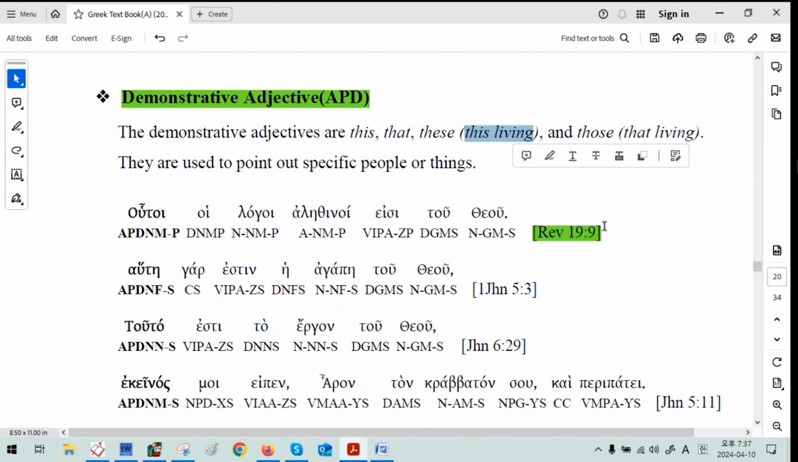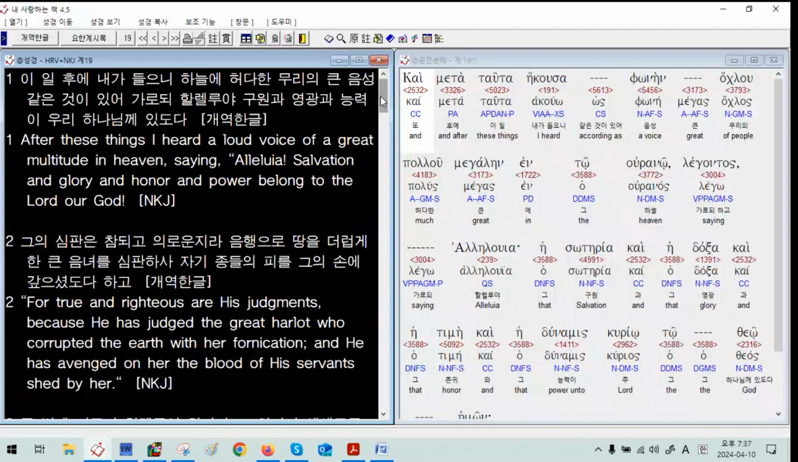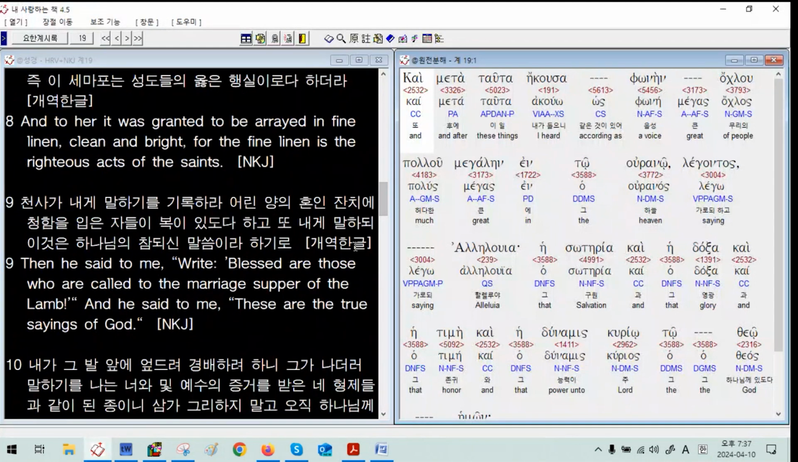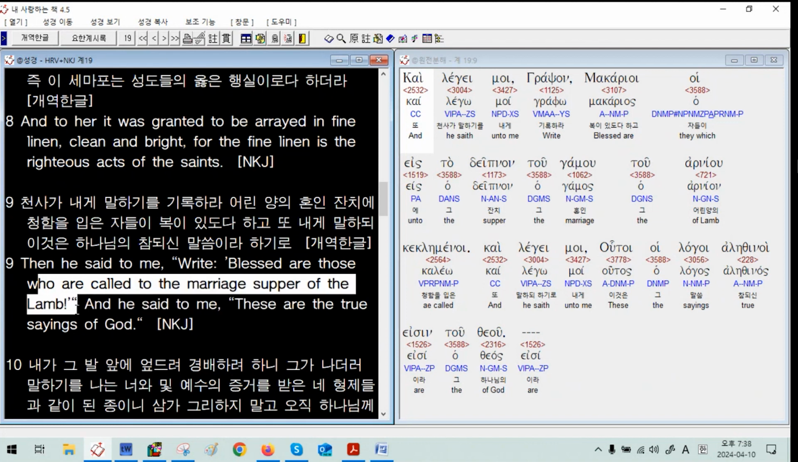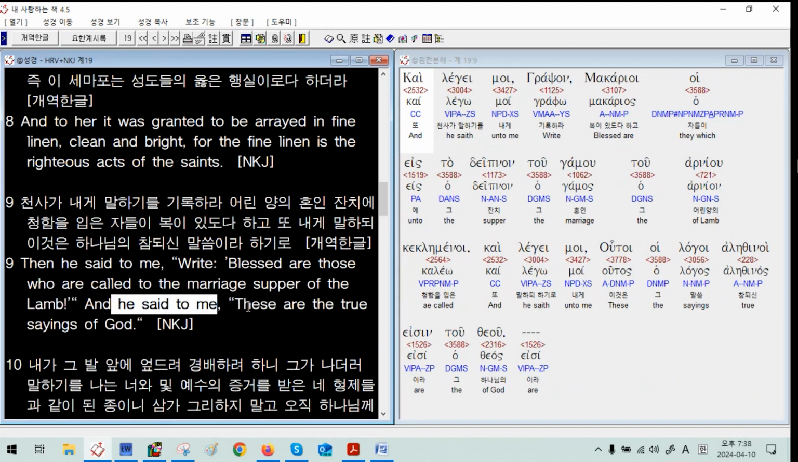So let's go to the book of Revelation 19:9 to practice. 19:9, then he said to me, and we're going to find out who he is here. Blessed are those who are called to the marriage supper of the Lamb. And he said to me, these are the true sayings of God.